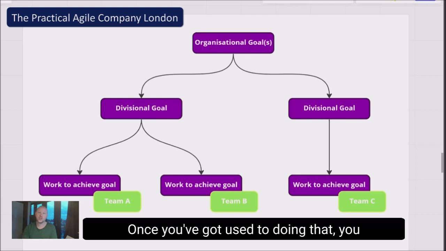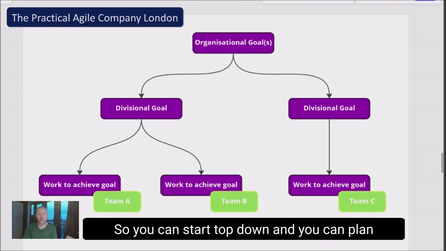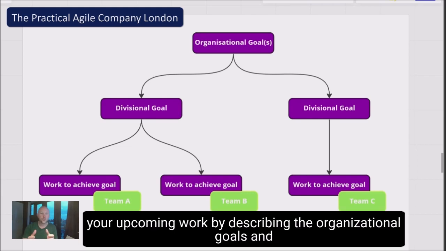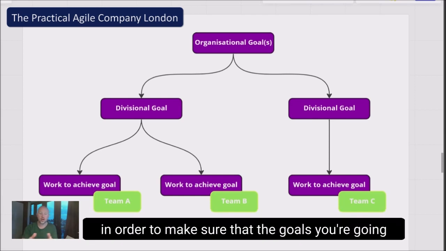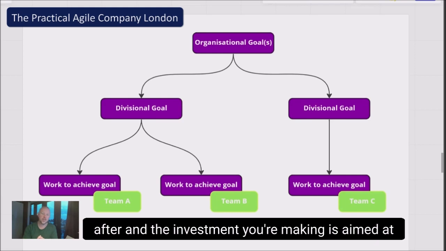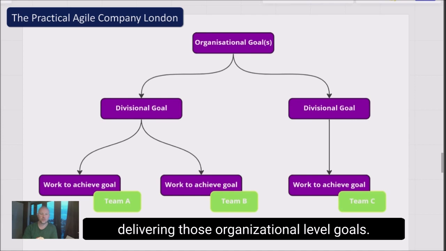Once you've got used to doing that, you can use it the other way as well. So you can start top down and plan your upcoming work by describing the organizational goals and then breaking those down as part of your planning process, in order to make sure that the goals you're going after and the investment you're making is aimed at delivering those organizational level goals.